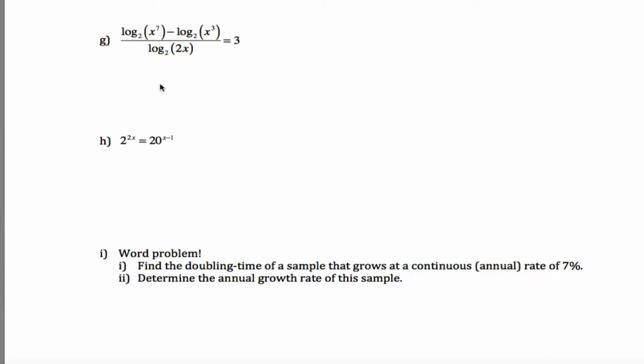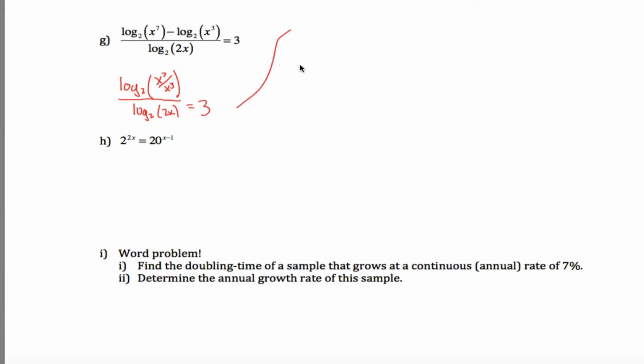You see all these log base 2's, and you might think a good strategy from the start would be to do 2 to both sides of the equation. But actually, I think it'll benefit you to use a log rule first. Could rewrite this as the log base 2 of x to the 7th power divided by x to the 3rd power, divided by the log base 2 of 2x equals 3. So that's using my second log rule to make this difference of logs into the log of a quotient. And that gets me here.